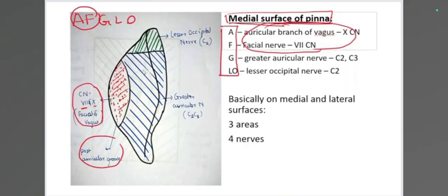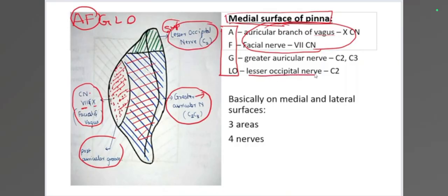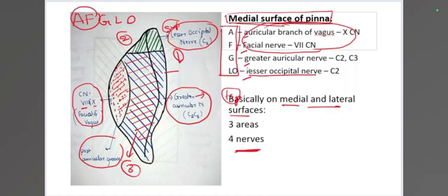Okay. The rest of the almost entire part of the medial surface of the pinna is supplied by the greater auricular nerve, because again the greater, so it is supplying most of the medial surface and most of the lateral surface, except the most superior part, which is supplied by the lesser occipital nerve. Another tip for you to remember, basically both the medial surface and lateral surfaces, there are 3 areas. So here you have 1, 2 and 3 areas, and it's supplied by 4 nerves. Again, auricular branch of the vagus facial forming a duo, greater auricular nerve and lesser occipital nerve.